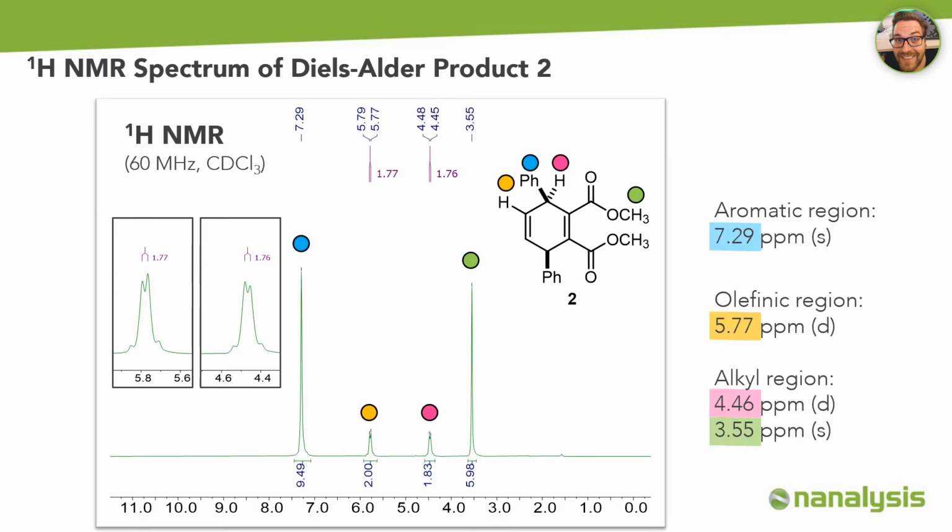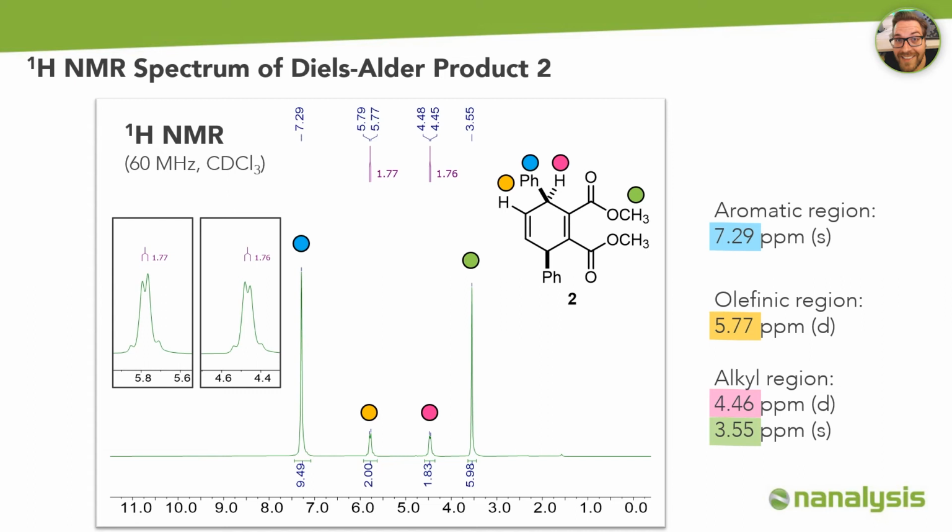I would like to present the 60 MHz proton NMR spectrum of the Diels-Alder product 2 from the first step of the synthesis. As you can see in the aromatic region, the signal of the phenyl groups is observed as a singlet at 7.29 ppm. The olefinic hydrogen atoms are observed at 5.77 ppm as a doublet with a J coupling constant of 1.8 Hz.